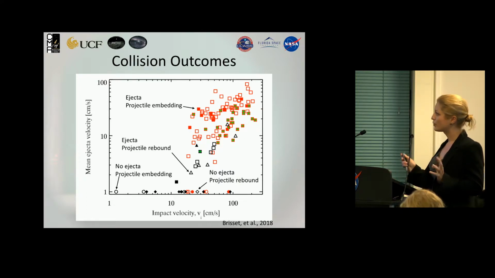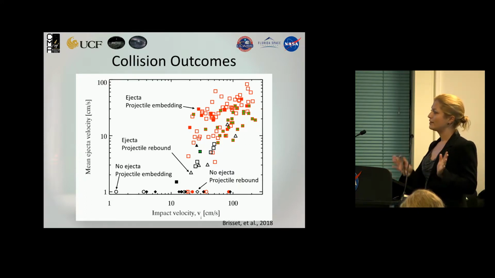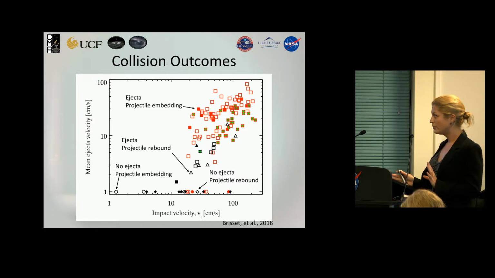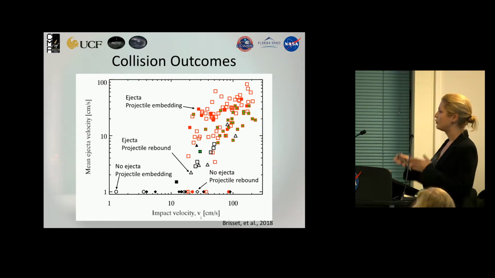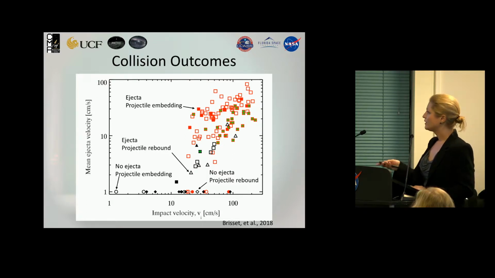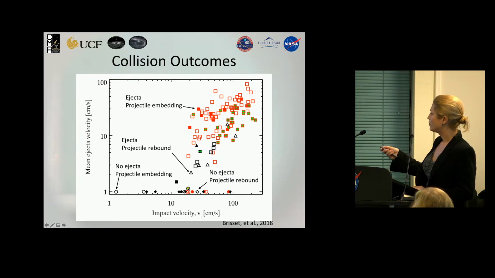And then we had four types of outcome, because we had either ejecta or no ejecta produced, and either embedding of the projectile, so the projectile goes into the target and stays there, or it rebounds. And so just a few things about this data set that we can see here.